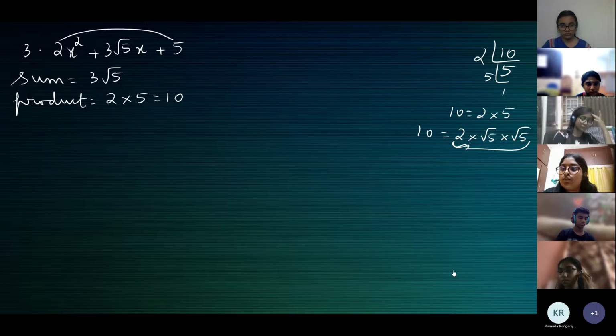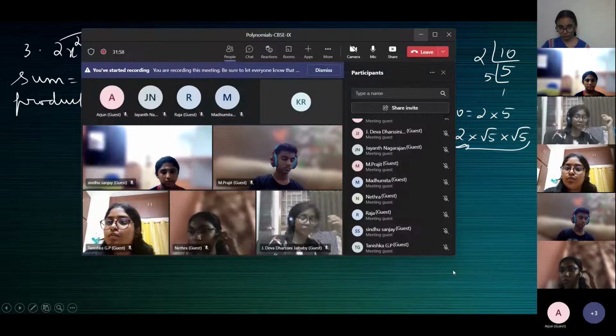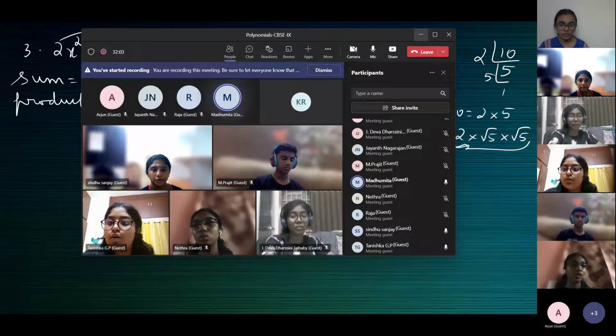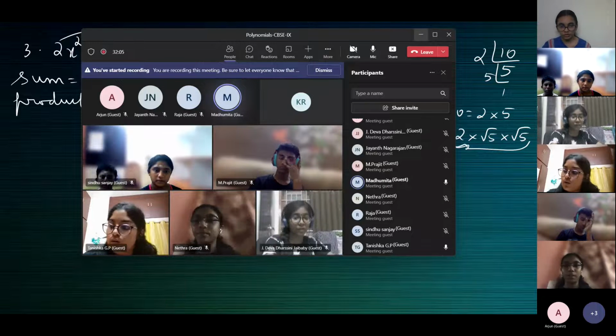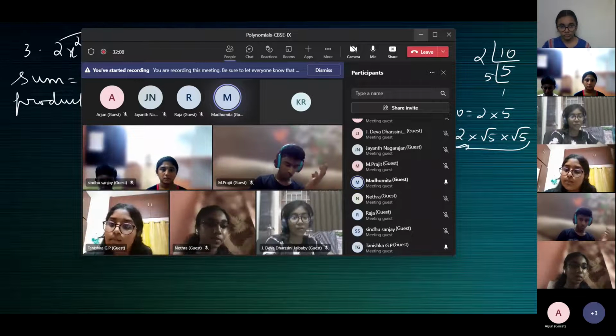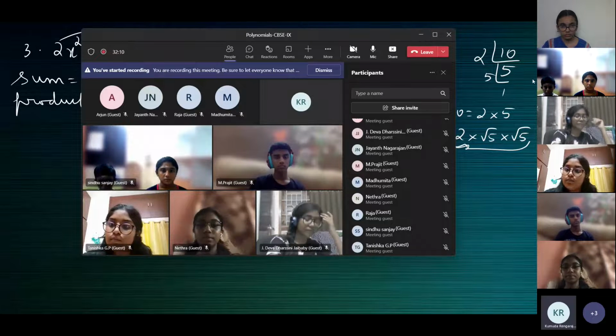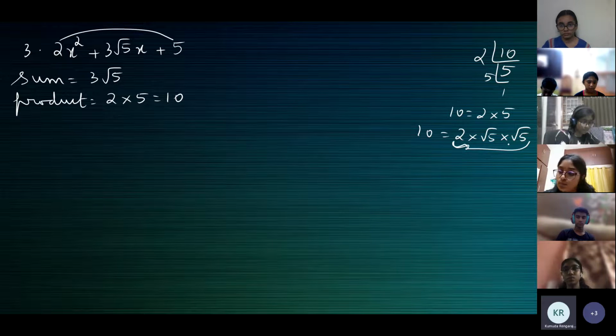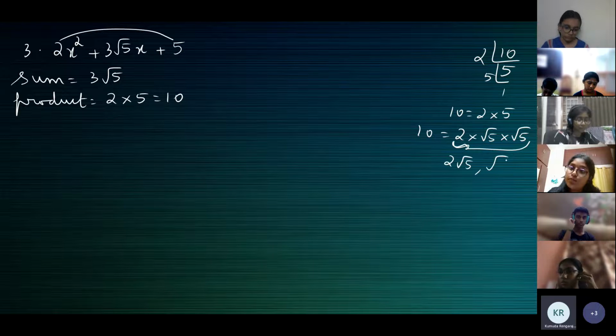What are the two numbers? 2 root 5 and root 5, ma'am, because root 5 automatically has 1. Very good. So see here, you should not leave any factor. You must use all the factors. 2 into root 5 is 2 root 5, and root 5. So these are the two numbers.